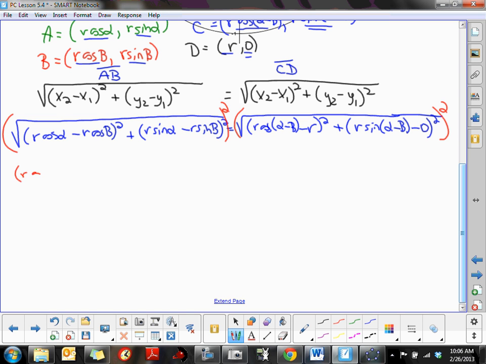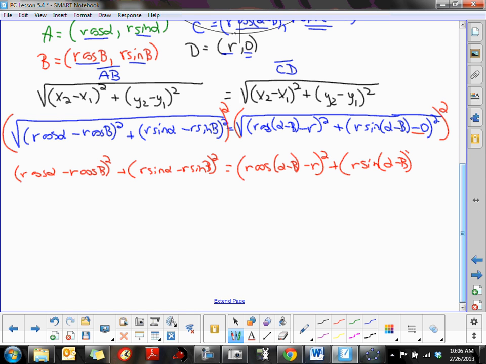So we still have r cosine of alpha minus r cosine of beta squared plus r sine of alpha minus r sine of beta squared equals, on the other side we get rid of the radical and we're left with r times the cosine of alpha minus beta minus r squared, then plus, and this one we're going to simplify. Subtracting 0 doesn't do anything, so it's just r sine of alpha minus beta squared. Okay, now we have the fun of expanding these binomials.